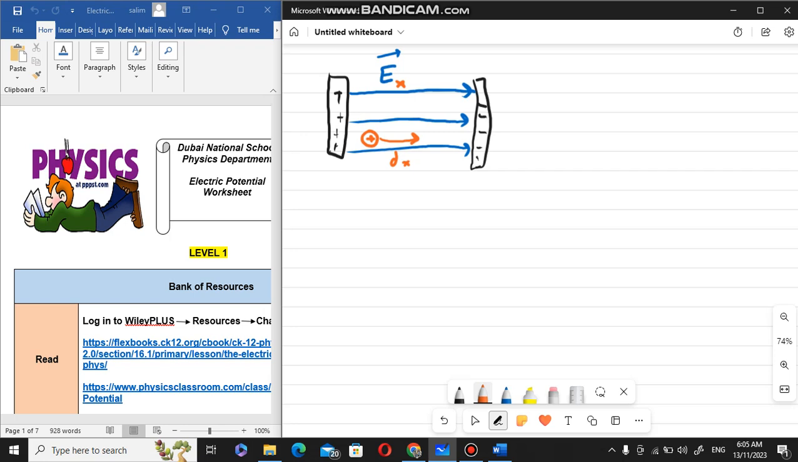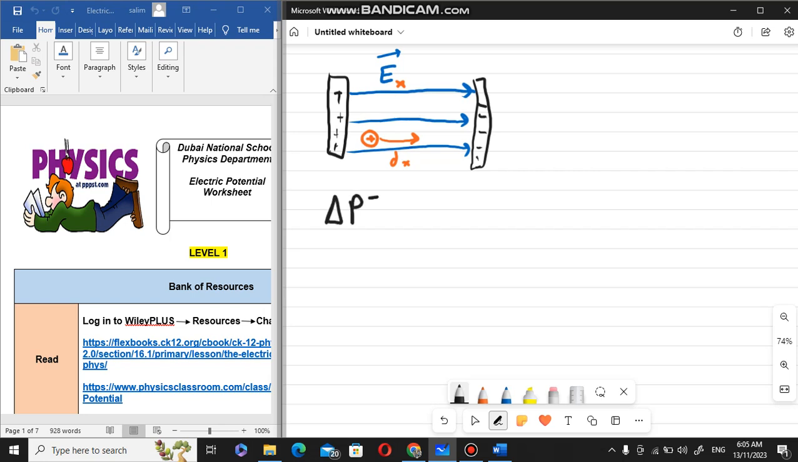As it is moving, it's being attracted to the negative plate, which means that its speed will increase as it is moving. As speed increases, kinetic energy increases, and therefore the potential energy of that particle will decrease.